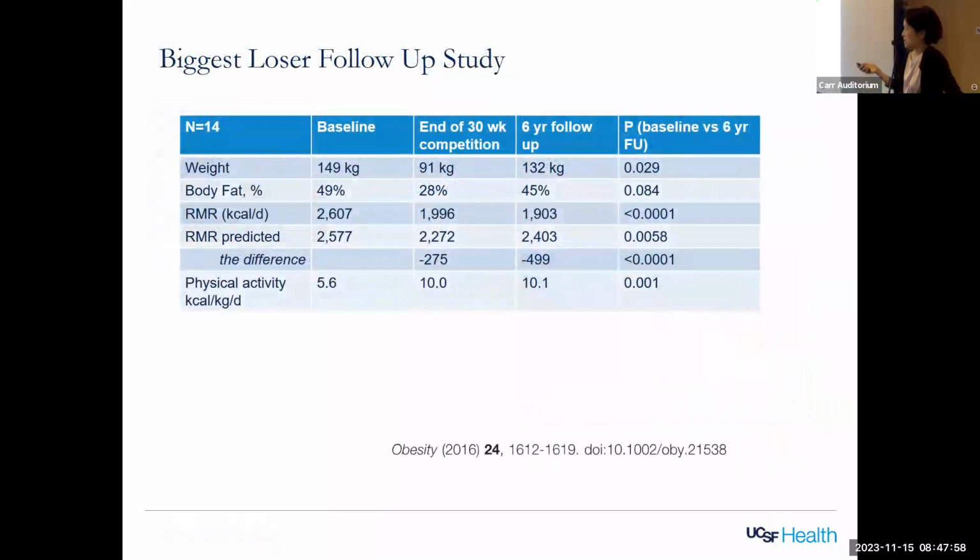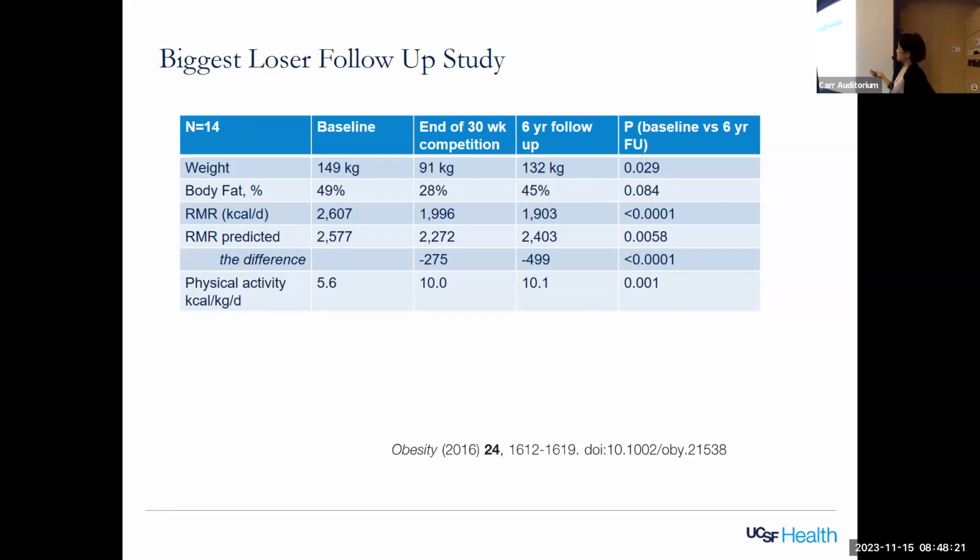And so this study looked at the winners of The Biggest Loser, 14 winners of The Biggest Loser. At baseline, they were 149 kilos. At the end of competition, on average, 90 kilos. And at 6 years follow-up, about 130 kilos. Body fat changes correlated with weight changes.